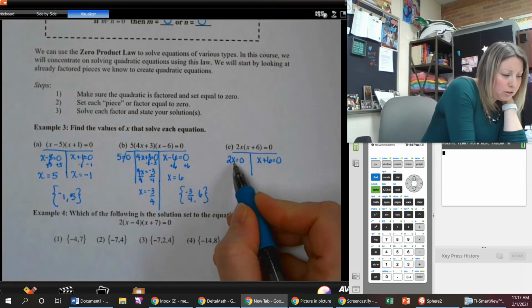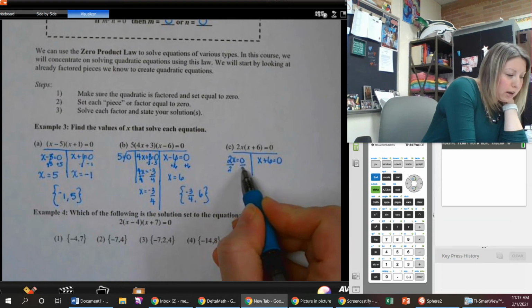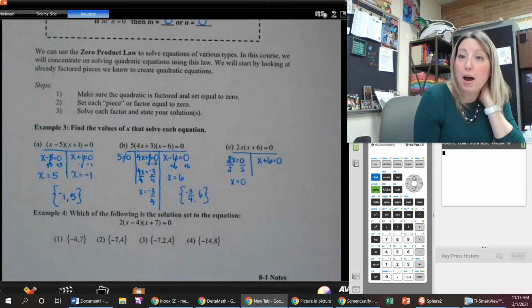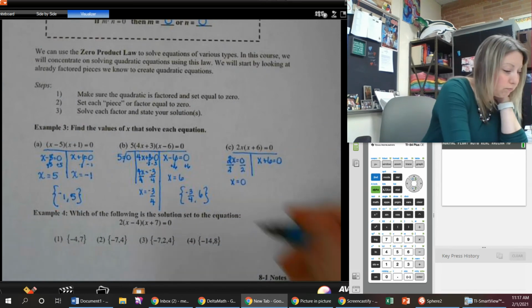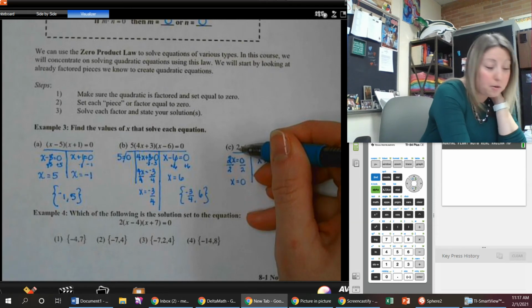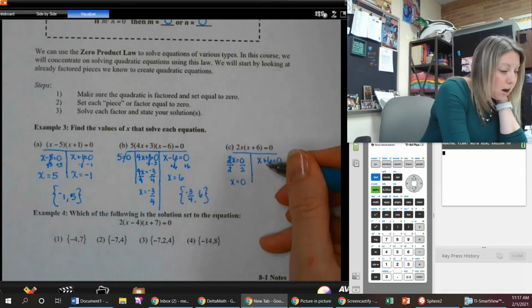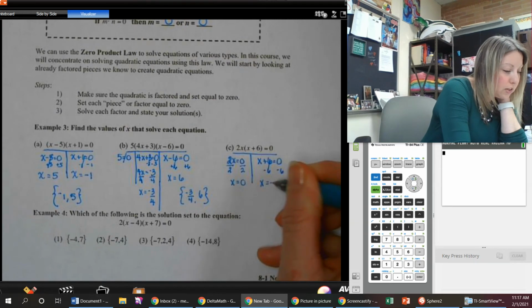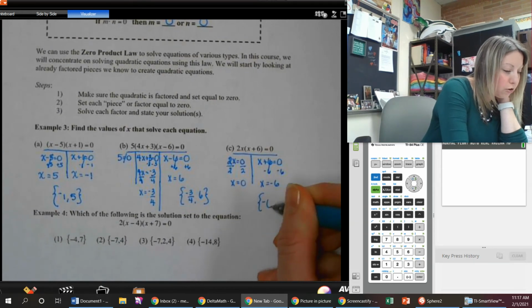Well, to get x alone, you'd have to divide by 2 on both sides. But 0 divided by 2 is still 0. So x equals 0 is one of the possible answers for x. If x was 0 right here, this factor would be 0. Over here, to get x alone, you just subtract 6 over, and you get x equals -6. So there's my two answers in my French curly braces.